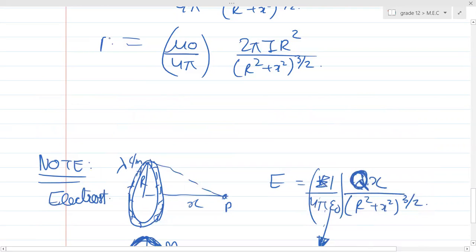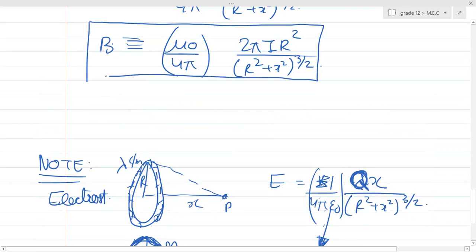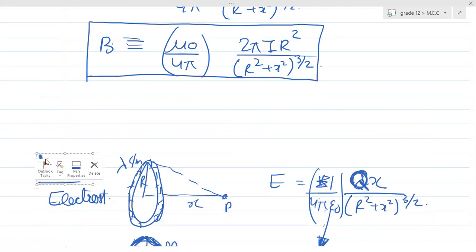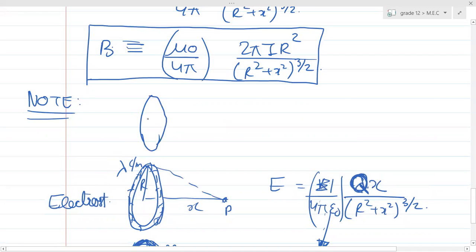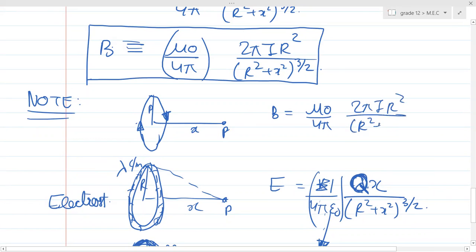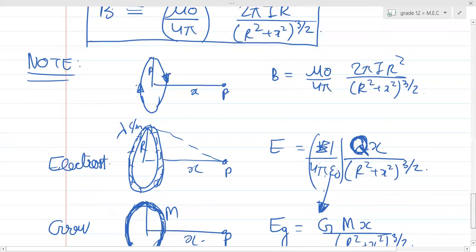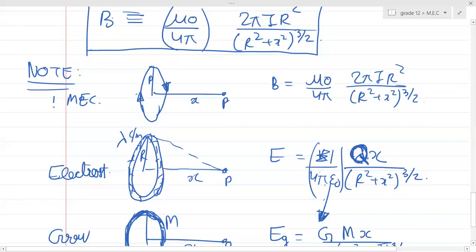So this is the magnetic field. Always remember, whenever you have a current carrying wire, and at a distance x there is a point P, and I want the magnetic field magnitude, it will be 2 pi I r square upon r square plus x square to the power 3 by 2. Is this clear, guys? The analogy, is this clear?